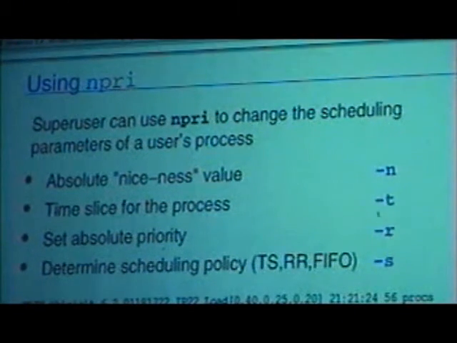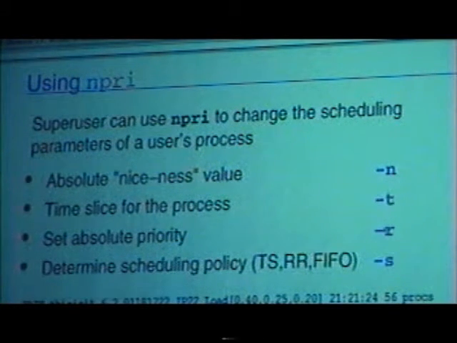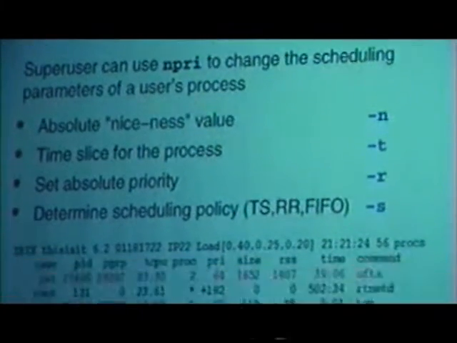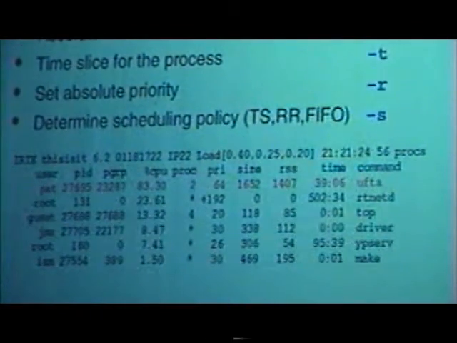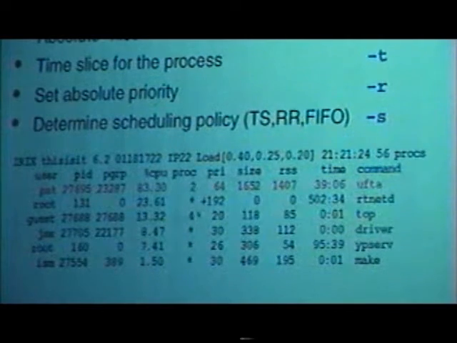N option, I can change the slice size with the T option, or I can change my real-time priority with an R option, or I can determine whether I want timeshare or real-time round robin or real-time first in, first out. And that's the -S. And with top, again, a plus sign in front of it says that it's running as real-time.